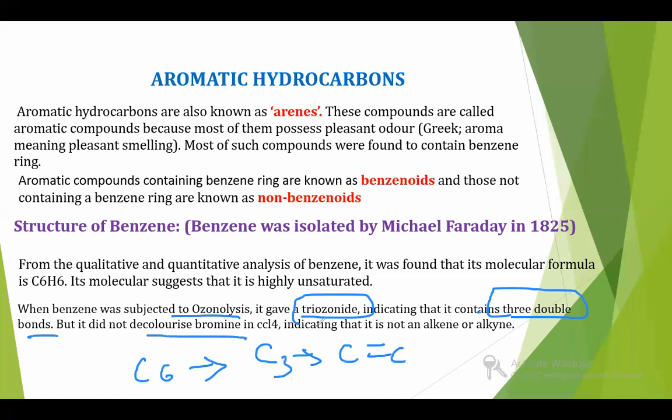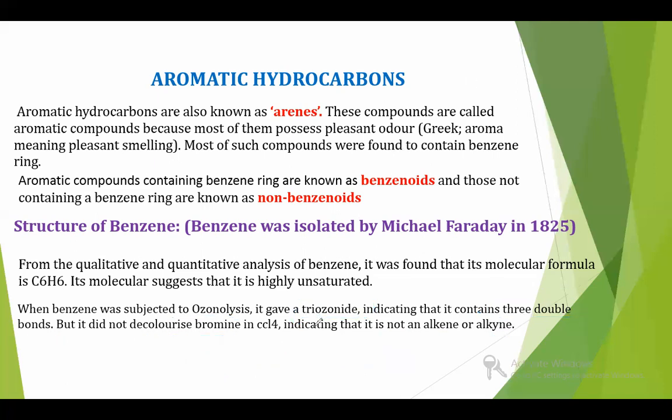We use bromine in CCl4. When we treat with bromine, the brownish color, in the case of unsaturation, changes from brownish to colorless. But benzene doesn't decolorize bromine in CCl4. It indicates that it is not an alkene or an alkyne. From that we come to know that it is not a carbon-carbon single bond or carbon-carbon triple bond. It means 3 carbons have carbon-carbon double bonds.